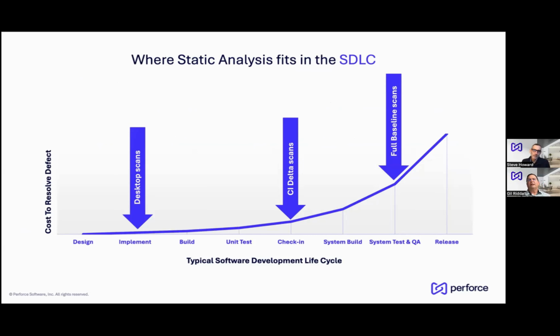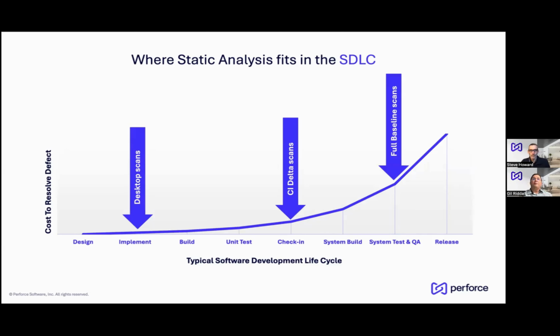So when we talk about static analysis, and we've talked about it in a couple of different places, here's a graphic of where we see it fitting. If we start on the right-hand side, you've got your full baseline scans. That's happening after all of the design and build and unit testing has happened and the system builds. So you've got that final check of the baseline. If you pull it a little left, then you've got your CI delta scans. And this is happening as you're working on your individual branches and making changes for feature introduction or defects. You've got your CI delta scans happening there.